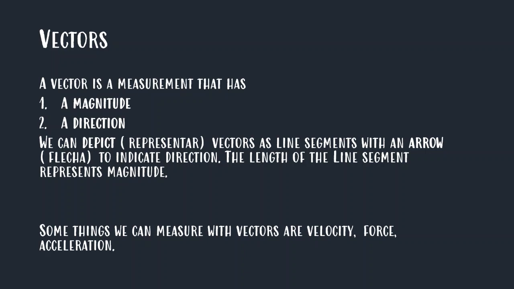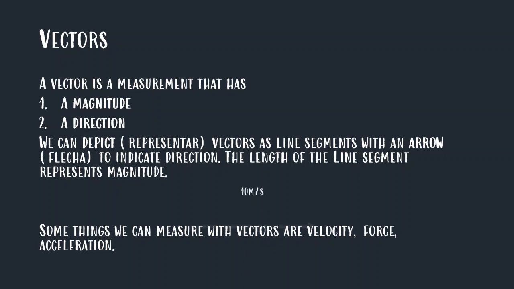So vectors are a type of measurement that has a magnitude and a direction. A magnitude and a direction. And we can depict or represent vectors as line segments, so just lines with an arrow. In Spanish, an arrow would be a flecha, just a point to indicate which direction the vector goes. The length of the line segment represents the magnitude of the vector.